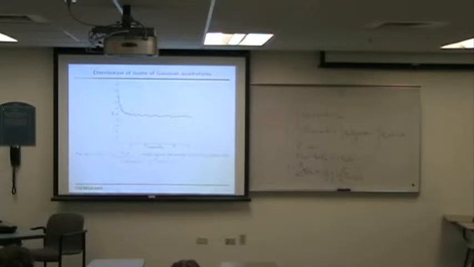Having said that we can do it for various weights, let's look at the distribution of nodes for the Gaussian quadrature. This is the graph showing the ratio of the distance between nodes in the middle, that's the bottom, to the distance between nodes at the very end. They do concentrate towards the end. If you take this ratio and plot it against the number of nodes, you can see that it converges to a constant.